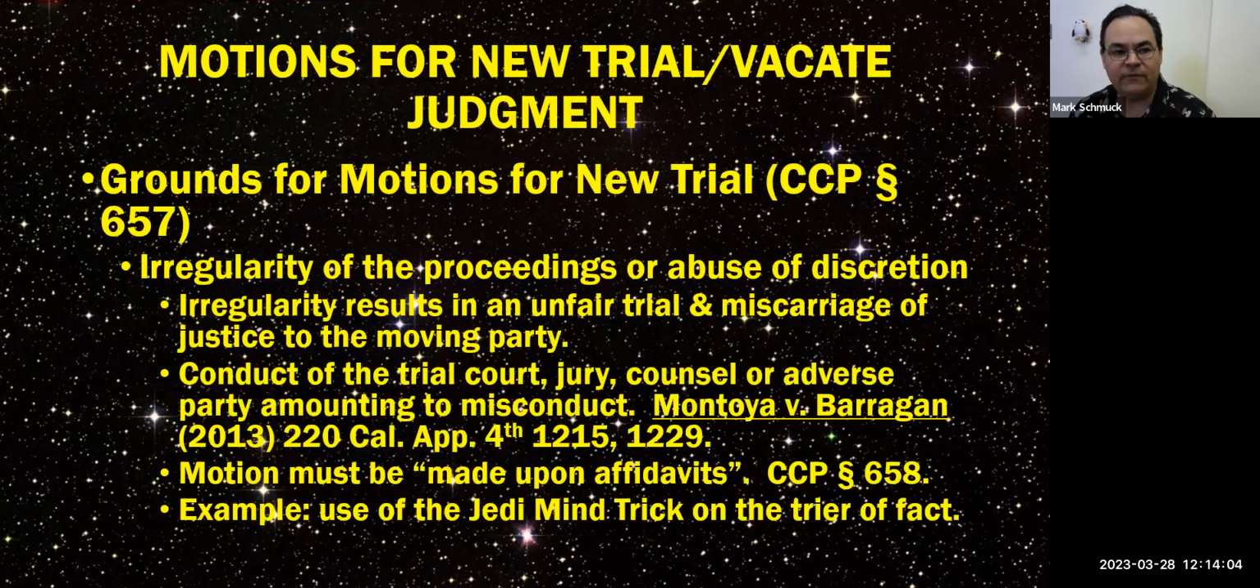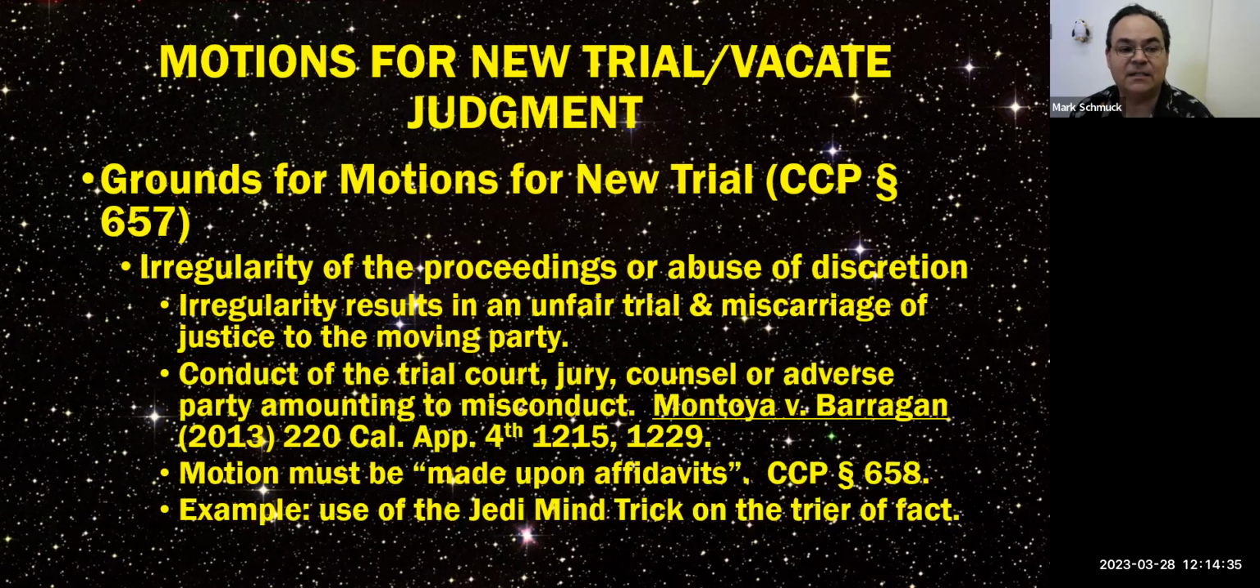So there are 7 grounds that are listed in CCP section 657 that authorize the court to enter an order for a new trial. The first is the irregularity of the proceedings or abuse of discretion. And what is an irregularity of the proceedings? It's actions either by the court, opposing counsel, opposing party that results in an unfair trial and a miscarriage of justice to the moving party.